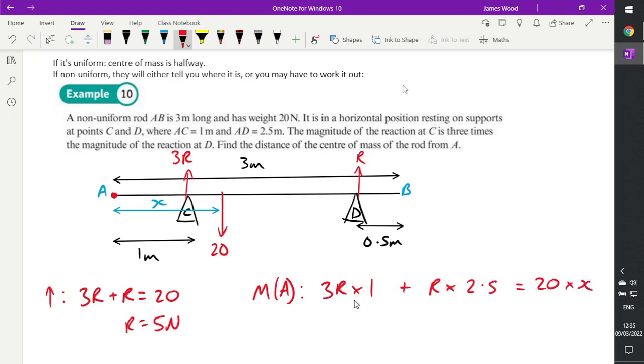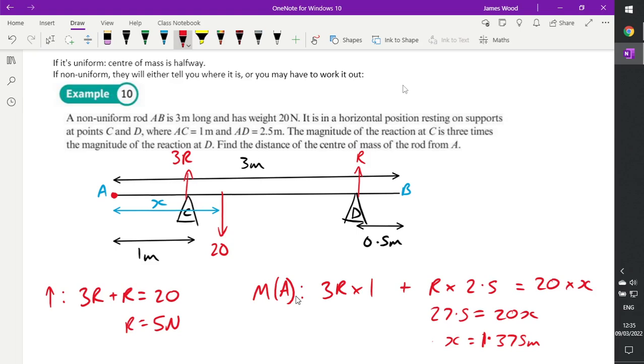Now I can solve this. So I've got 2.5, so what's that? 5.5 lots of R, so 5.5 times 5. So it gives me 27.5 on this side, 20x. So then x is 1.375 meters. There we are. So you can see that it's definitely not halfway. The plank was 3 meters long, and this is not halfway. It's a little bit short of halfway. Okay. So there we go.